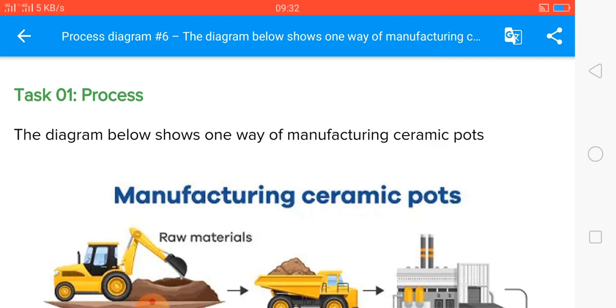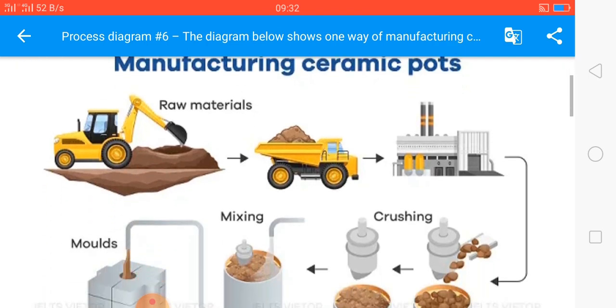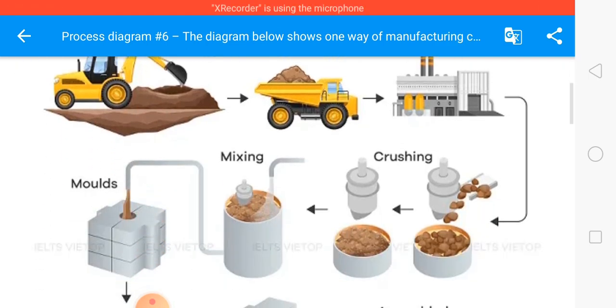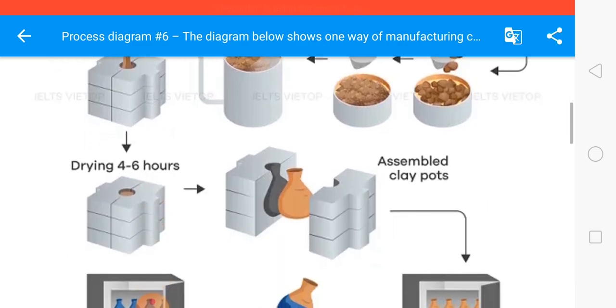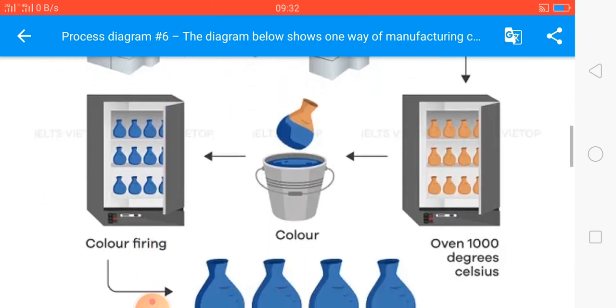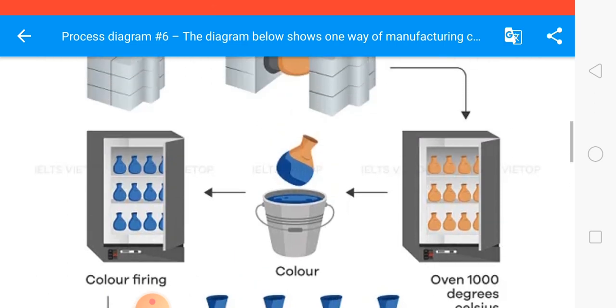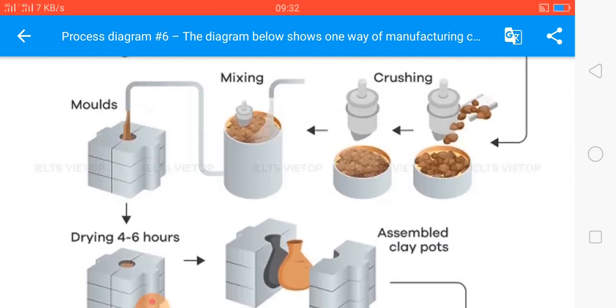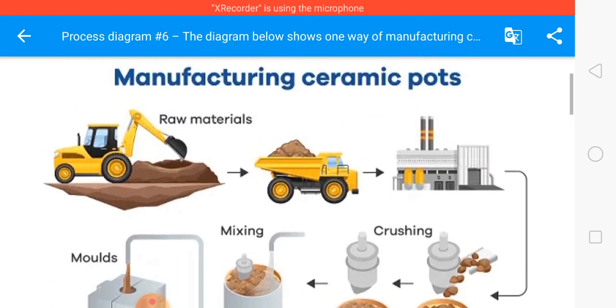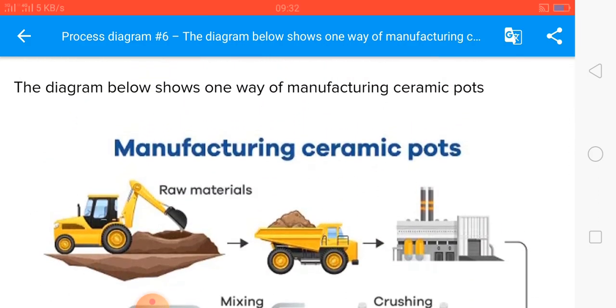Today I'm going to share with you three different process charts with solution. These process charts have been asked in different exams and they are really very good examples of process charts and help you prepare for your report writing for academic students. So this is the first process chart. The diagram below shows one way of manufacturing ceramic pots.